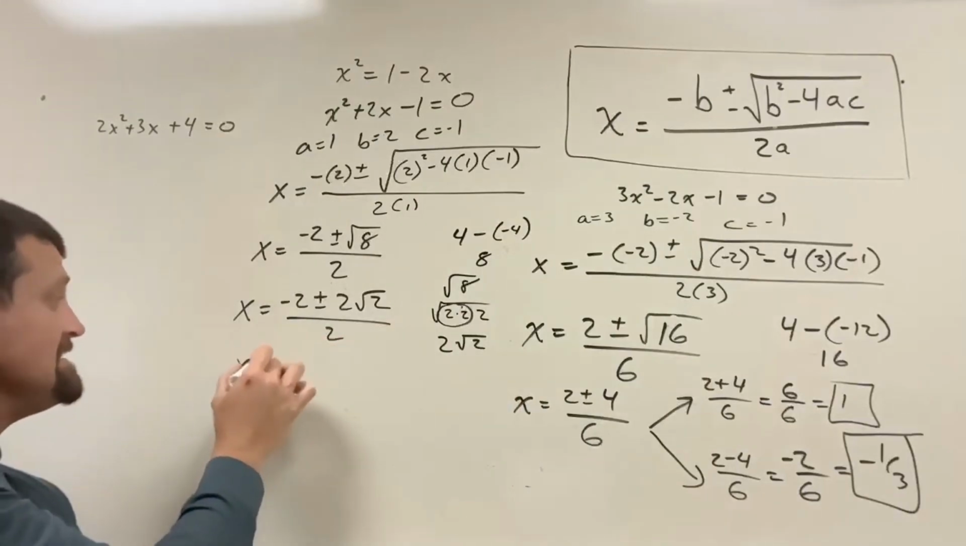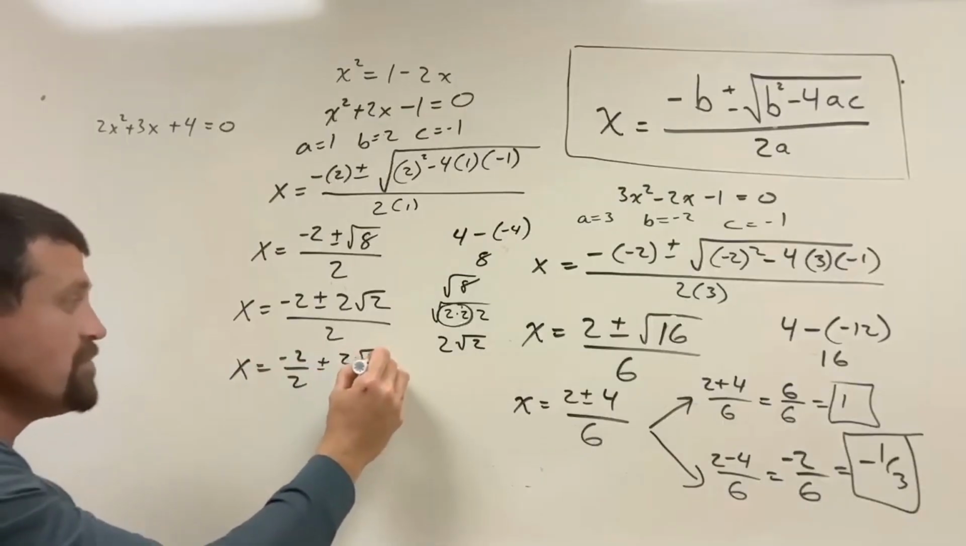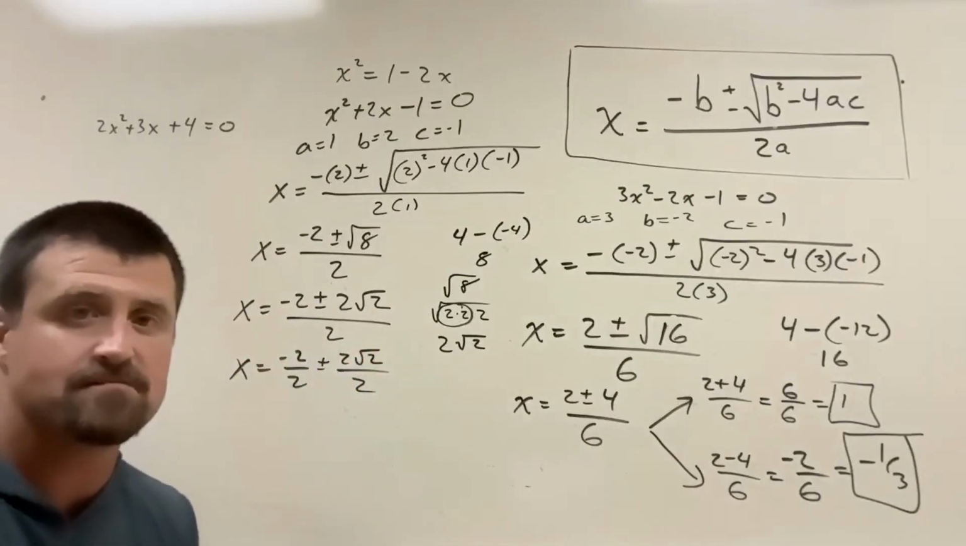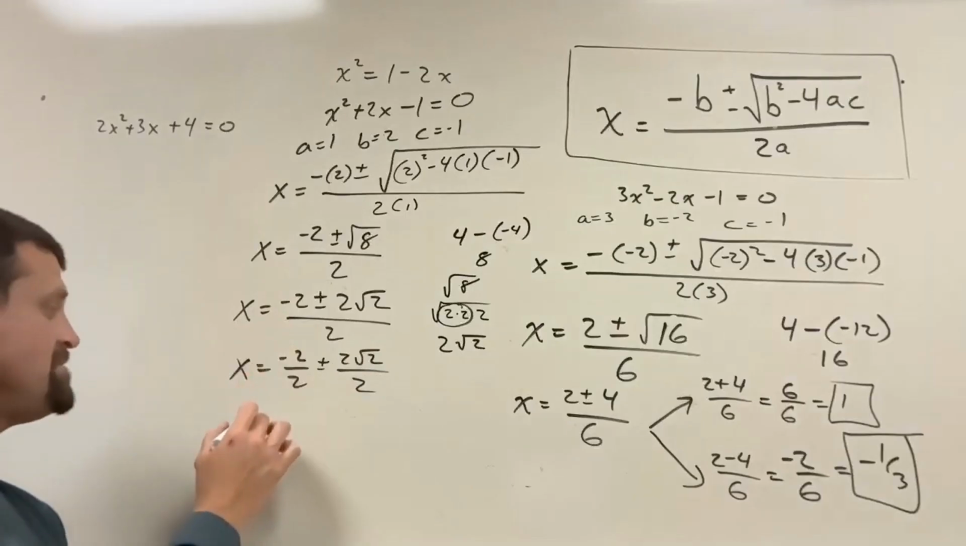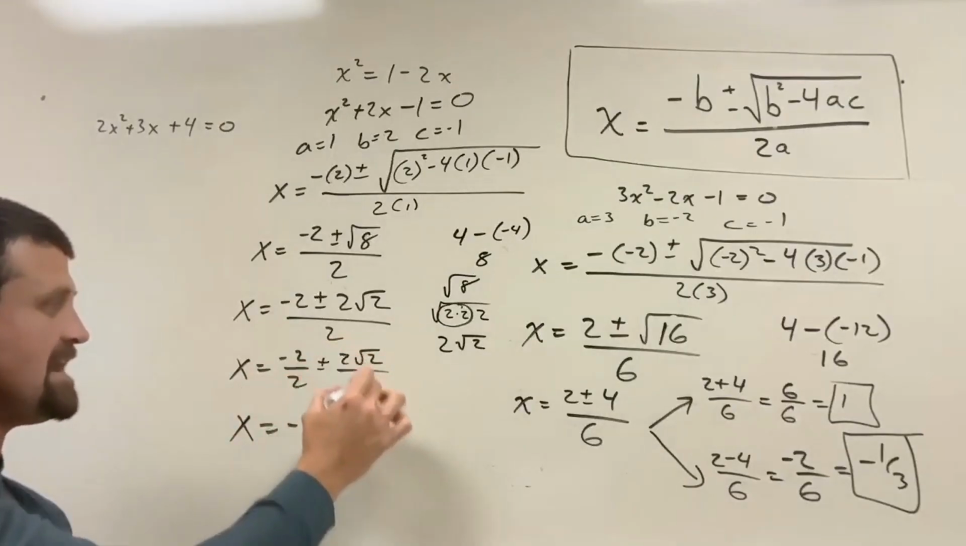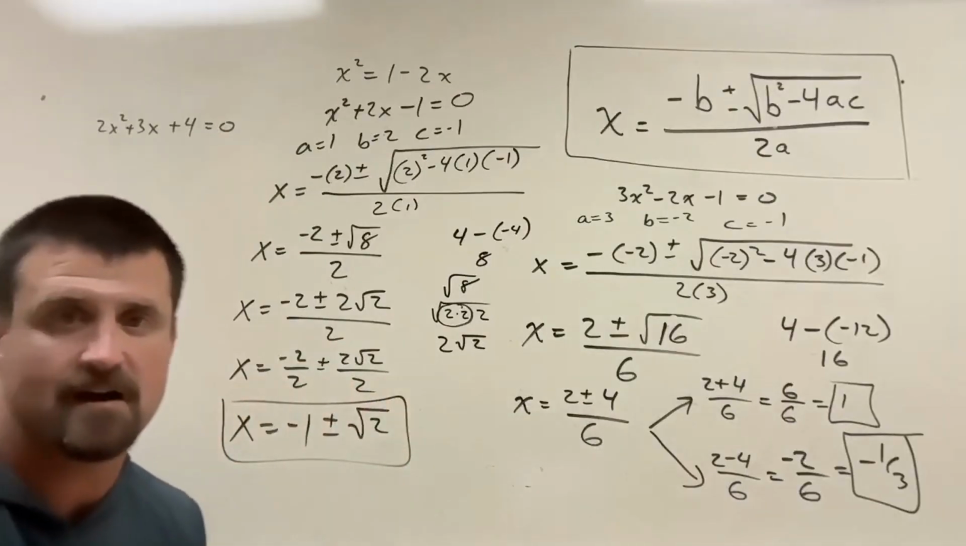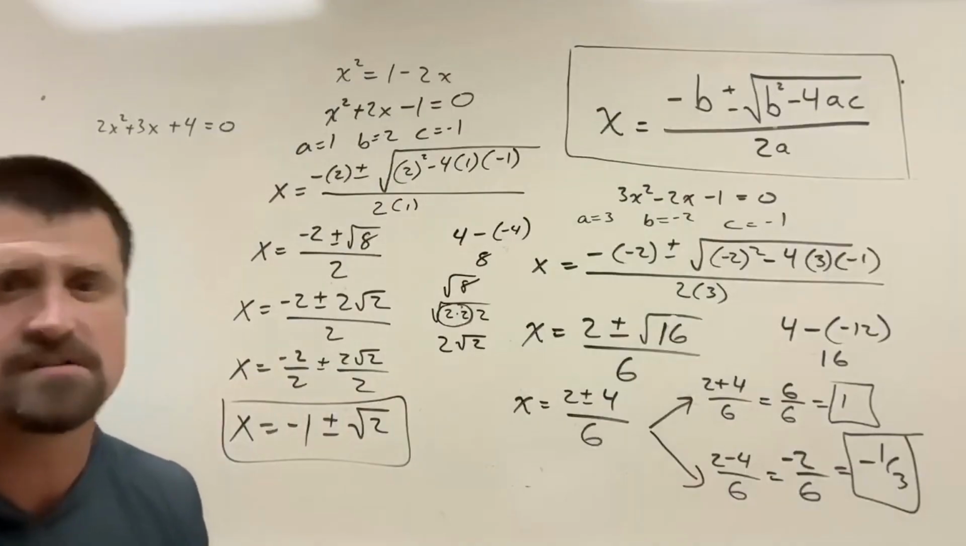We can also take a common denominator apart. So I can write this as negative 2 over 2 plus or minus 2 square root of 2 over 2. And now it's much easier to see the simplifications. Negative 2 over 2 equals negative 1. The 2's cancel here, leaving me with the square root of 2. All right? Let me do one more example for you.